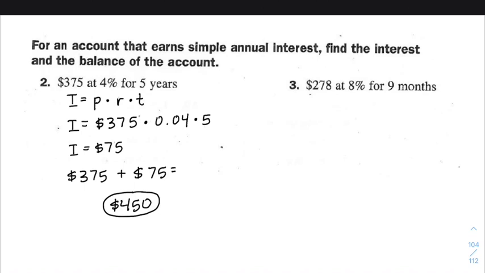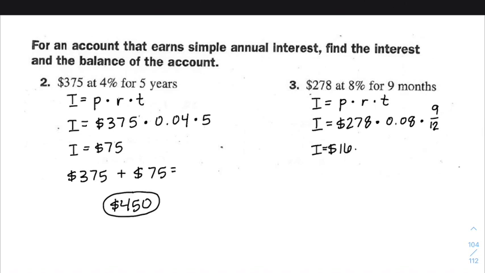On number 3, we have $278 at 8% for 9 months. Just like in number 2, we're going to start by writing our simple interest formula. The principal amount was $278. The rate is 8%. Its decimal form is 0.08. And the time is 9 months. We need to write this as a fraction out of 12. To find the interest, we need to multiply our values together. This gives us a total of $16.68. So the interest earned on the account is $16.68.